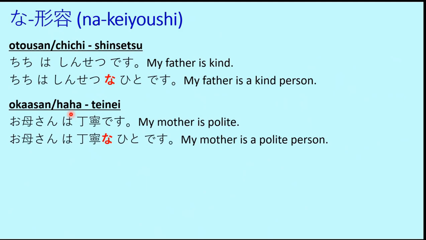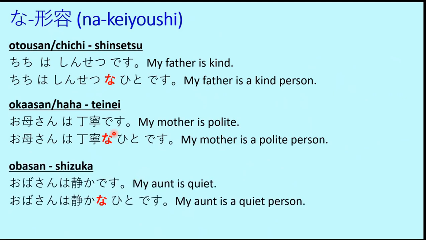Likewise, oka-san or haha. Oka-san wa teinei desu. Teinei means polite. My mother is polite. Oka-san or haha means mother. Oka-san wa teinei na hito desu. My mother is a polite person. Oba-san shizuka. My aunt is quiet. Oba-san wa shizuka desu or Oba-san wa shizuka na hito desu. My aunt is a quiet person.